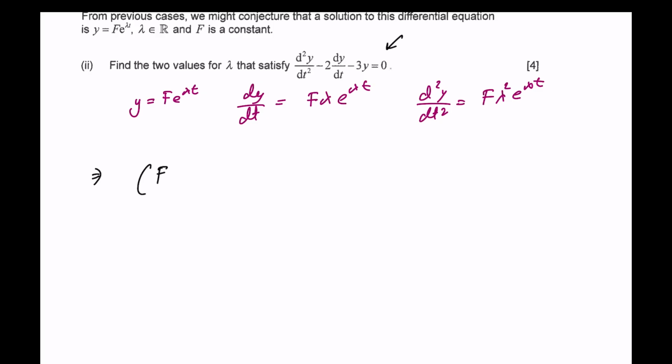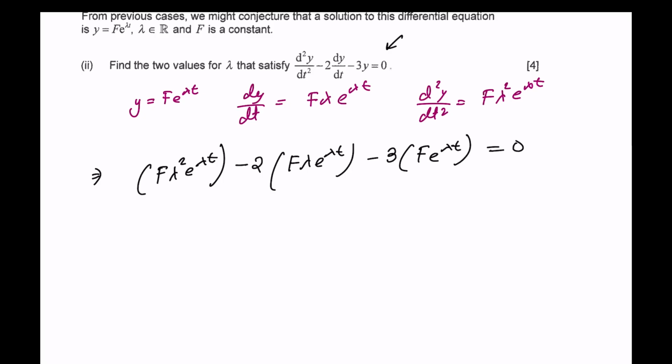So this will be f lambda squared e to the power of lambda t minus 2 f lambda e to the power of lambda t minus 3 f e to the power of lambda t. From these three we can take f and e to the power of lambda t as common. So we get lambda squared minus 2 lambda minus 3, and this will be equal to 0.